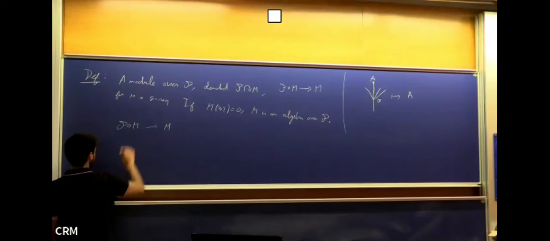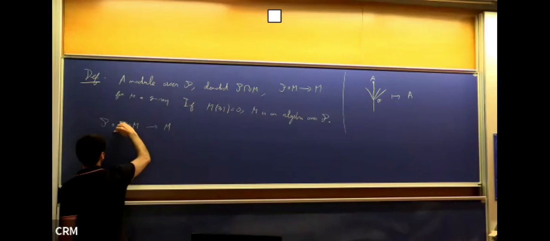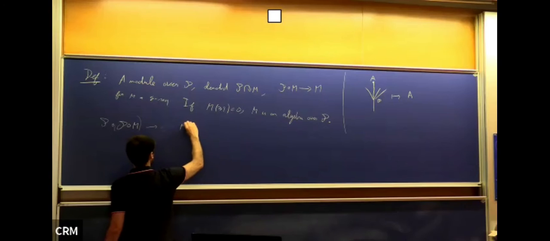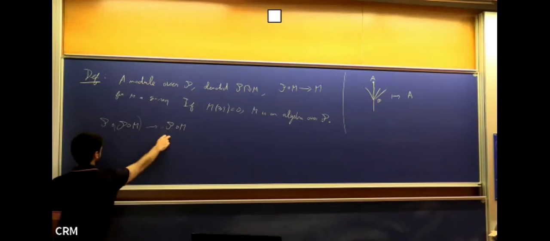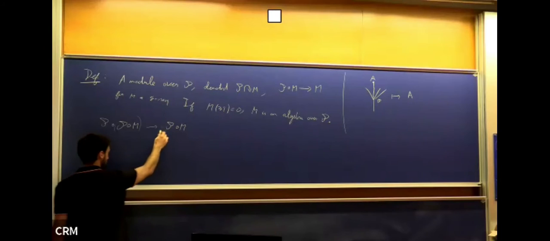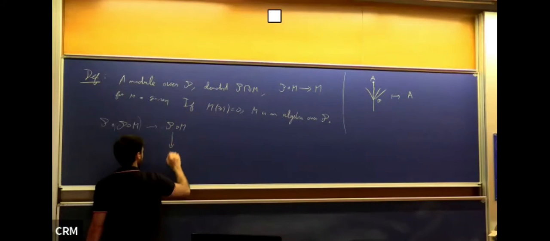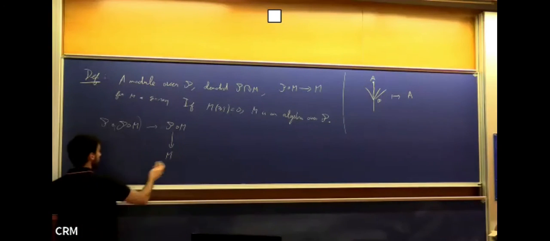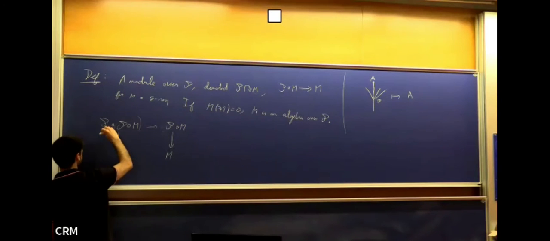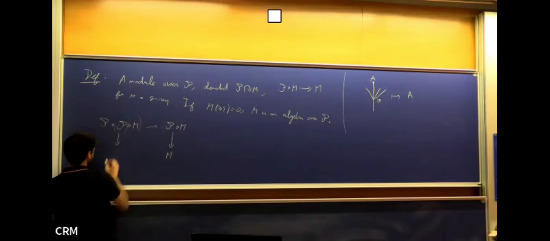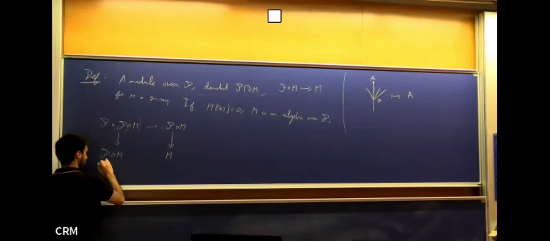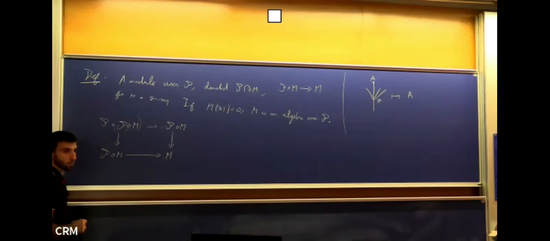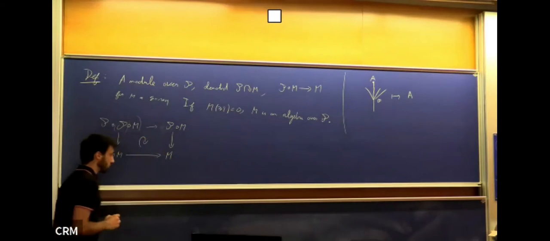So what you would like to do is, by composing, by using this module structure, you would end up here. But then you can compose again, and you will end up in M. Now, what you could do differently is you could start by doing this, and then you would also end up in P circle M, and then you can compose again. So the condition is that you require this to commute.